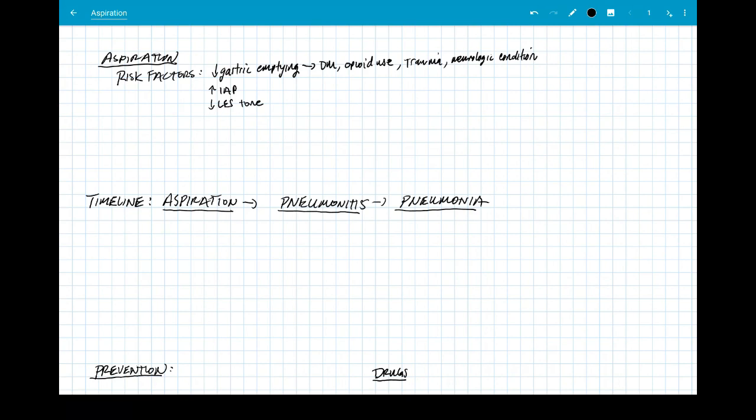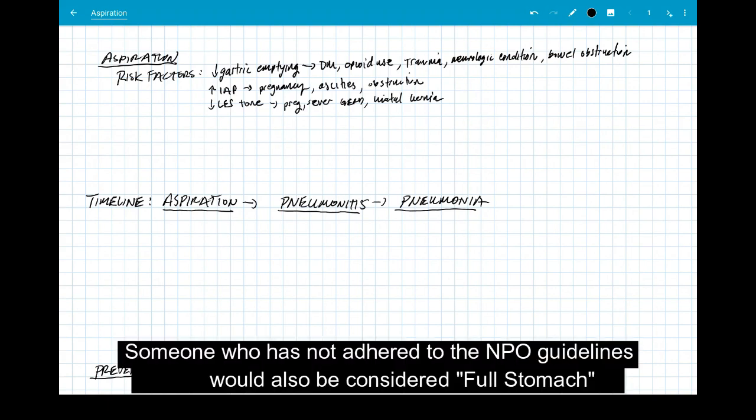likely is decreased. Other risk factors are things that increase intra-abdominal pressure. That would be pregnancy, ascites. Another thing that may increase intra-abdominal pressure and delay gastric emptying is bowel obstruction. And then other things that decrease lower esophageal sphincter tone, pregnancy is one of them, severe GERD, hiatal hernia. It's not a complete list, but those are the things that you would think about being called a full stomach.